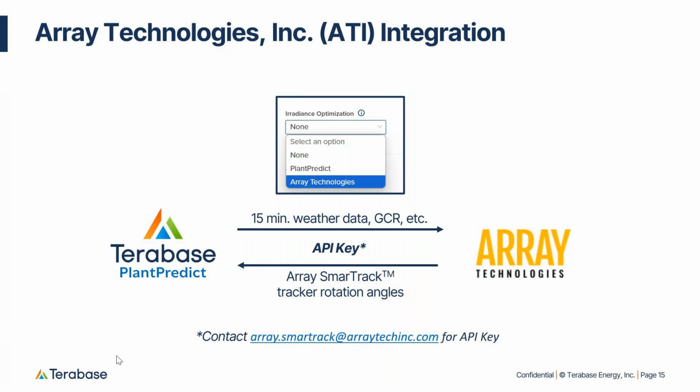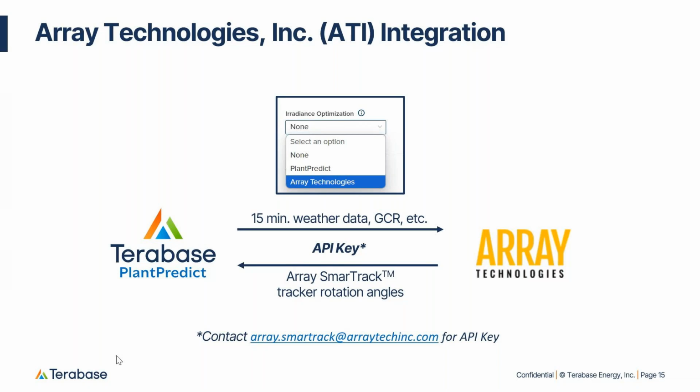If selected, PlantPredict will send certain data to ATI, specifically certain parameters from your weather data and a few design parameters like ground coverage ratio. And ATI is going to return their proprietary smart track rotation angles for each time step. Those smart track rotation angles are then going to be used within the prediction.